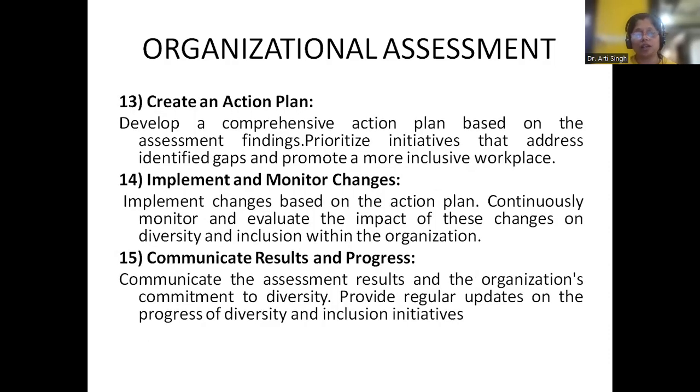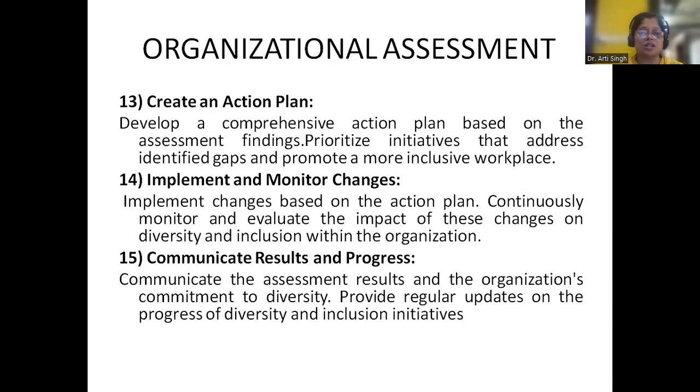After analyzing the data, you need to create an action plan. Develop a comprehensive action plan based on the assessment findings of the diversity programs to promote and accept different cultures and customs. If gaps are identified, then we need to promote a more inclusive workplace. Then implement and monitor the changes. You need to implement the action plan, continuously monitor and evaluate the impact of changes. If any changes in diversity and inclusion are happening, that has to be checked.